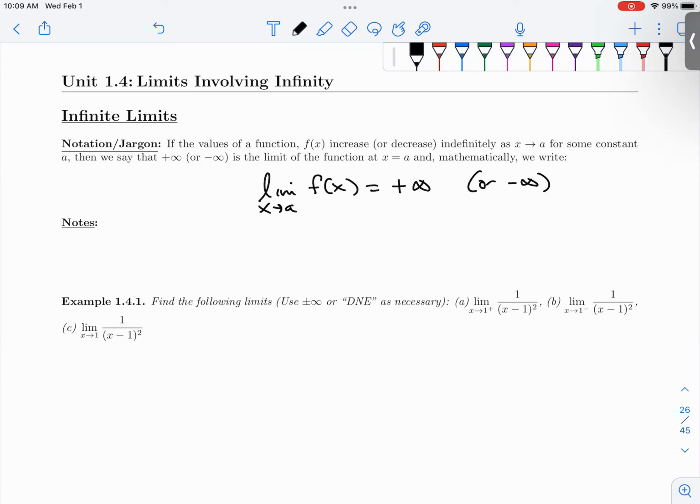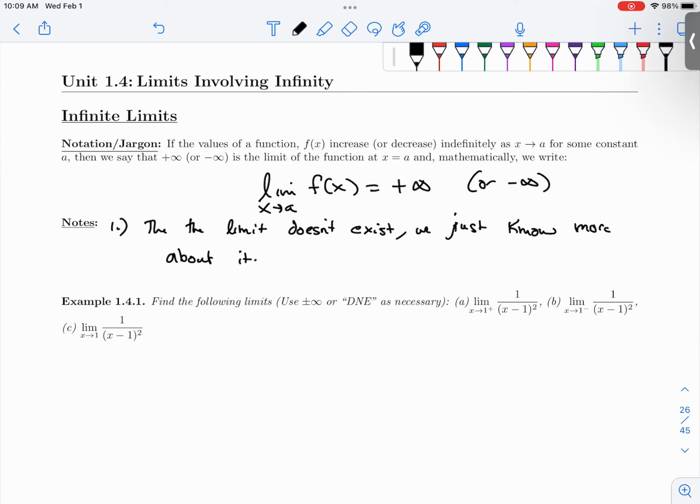The note here is that even though the limit doesn't exist, we just know more about it. If it were to approach positive infinity, that's not a number. So the limit doesn't converge, but it does tell us more about the limit.